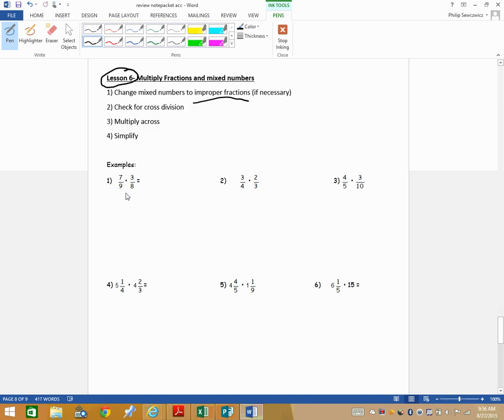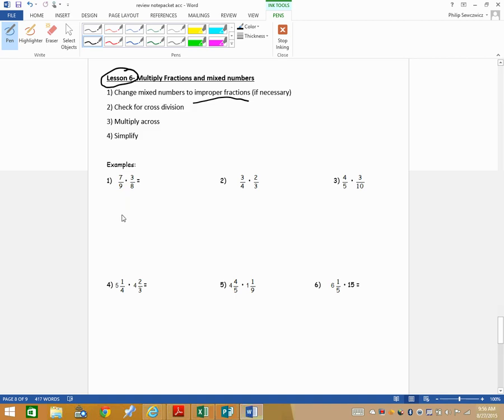So we're going to simply start off with our plain old fractions. If necessary, well, we don't have mixed numbers, so it is not necessary. And we're going to jump right to cross division. Remember, cross division is where we check on the diagonal and see if we can do some division. Some people call it cross simplifying as well. So I'm looking at the 7, I'm looking at the 8, and I'm going, nope, nope, nope. Nothing fits into 7 and nothing fits into 8.